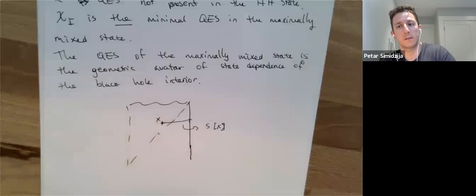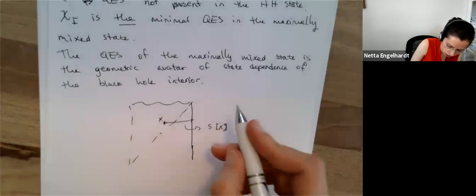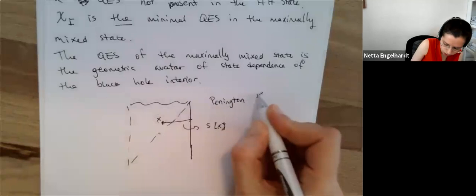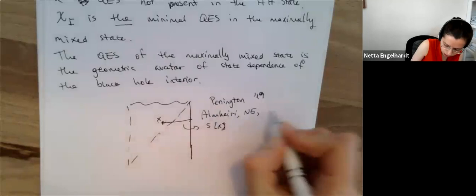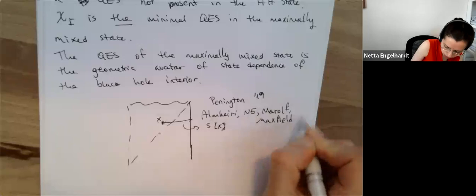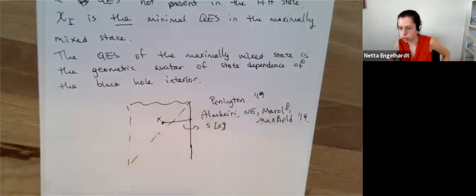So these are two papers from 2019. One, which is less explicit but more general, is by Pennington, and one by Almheiri, myself, Marolf, and Maxfield. If you want to look up the calculations, this one is very explicit and this one is a little more general. Okay, thanks. Other questions?